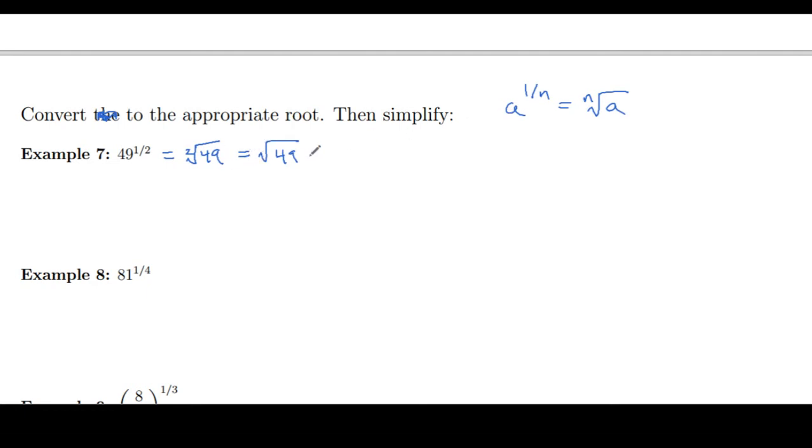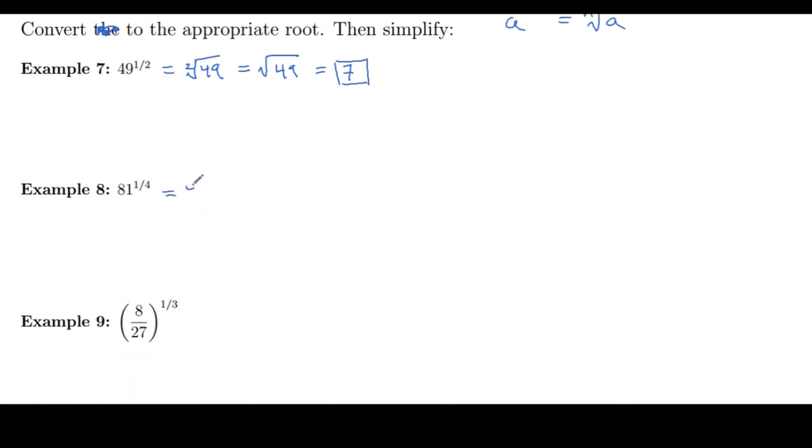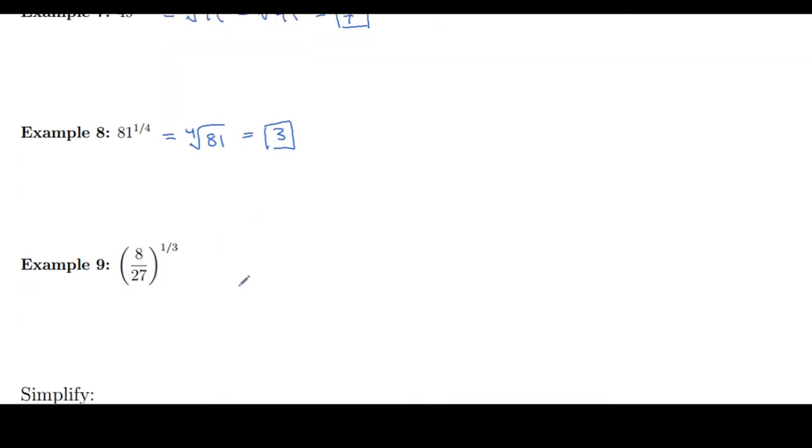Okay, so now what is this? The square root of 49 is 7, because 7 squared is 49. So this would be the answer. 81 to the 1/4 would be the 4th root of 81. And we actually figured that out in that previous problem, right? This is actually 3, since 3 to the 4th is 81. So 3 to the 4th is 3 squared squared. 3 squared is 9. 9 squared is 81. So that checks out. We already saw that.